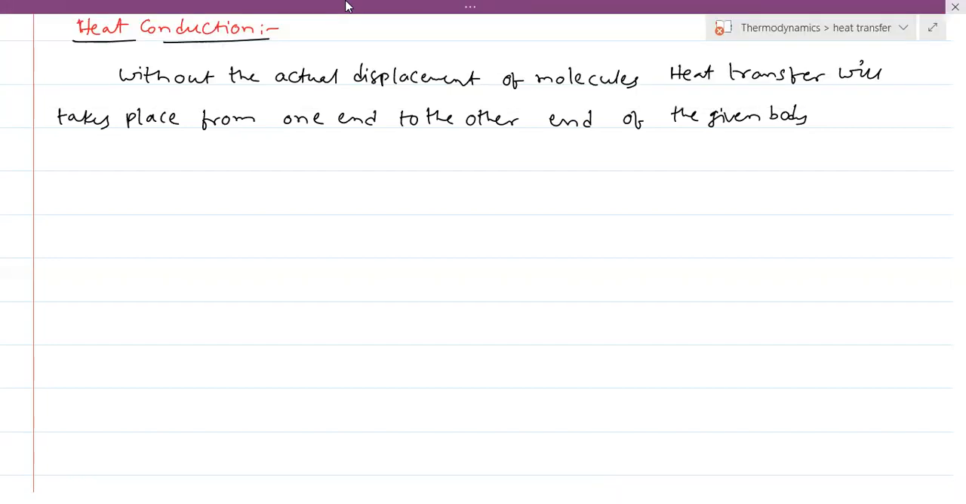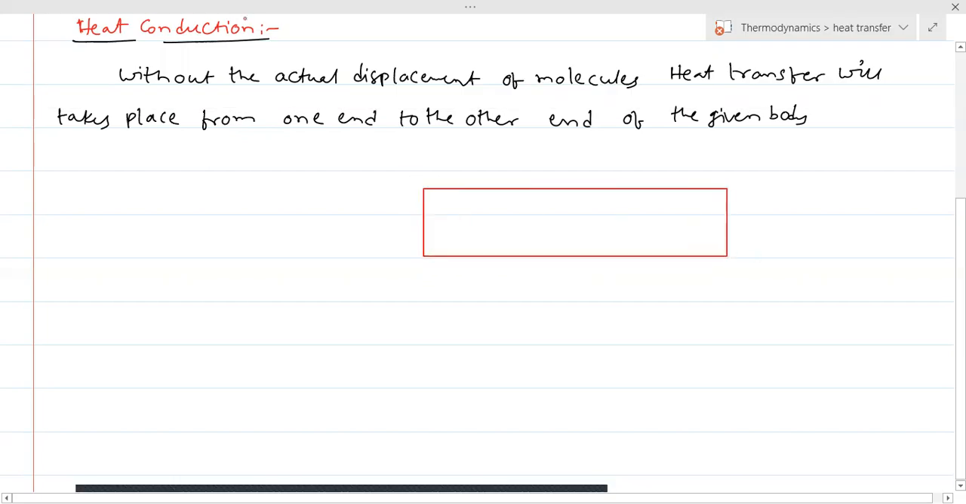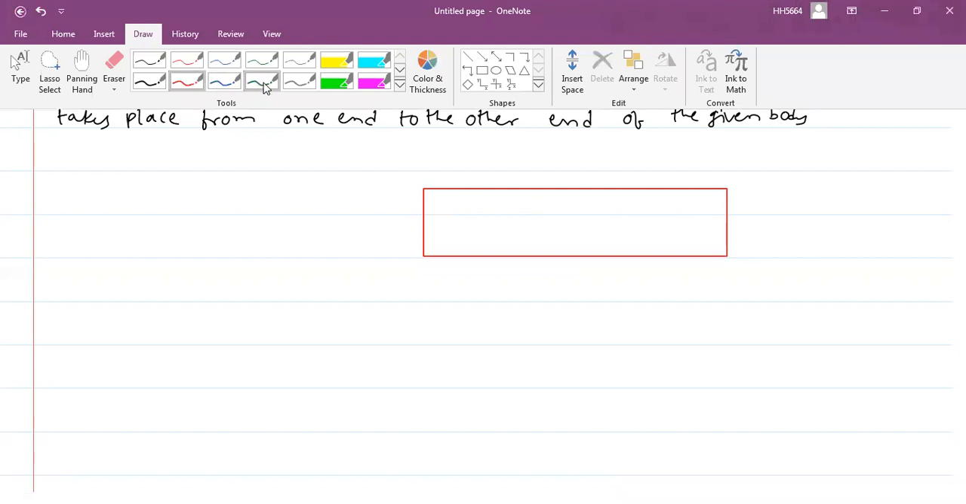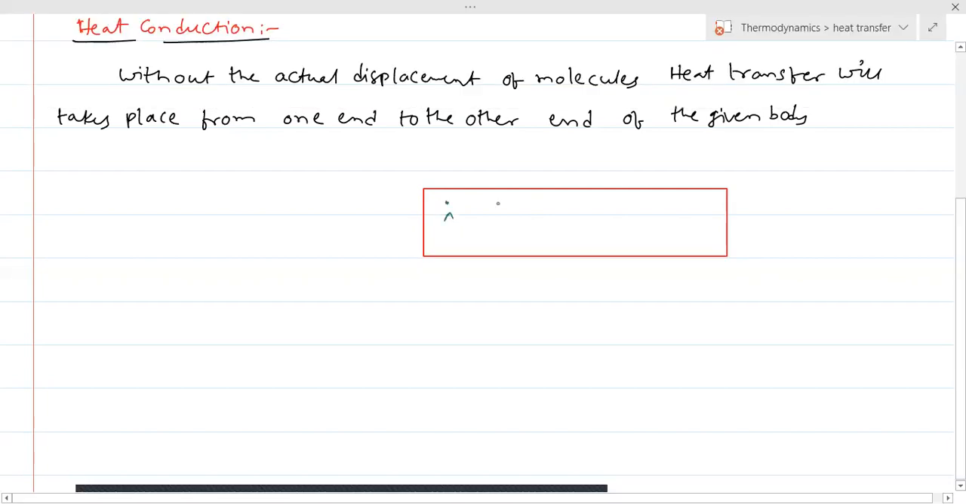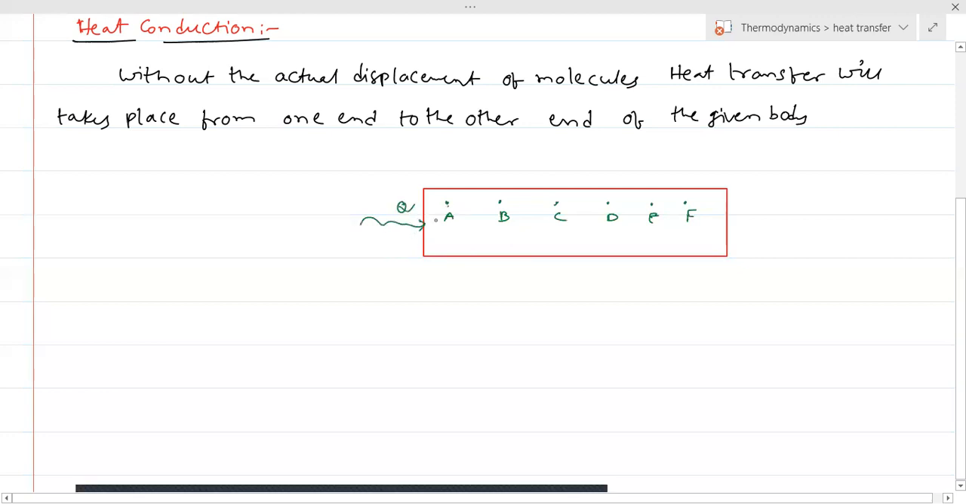To understand this heat conduction, we are thinking of a solid. Suppose this is a solid body, and we are taking a number of molecules here: A, B, C, D, E, and F. Whenever you provide heat energy to one end, after absorbing the heat energy, A oscillates, and after shifting the energy to the neighboring molecule B, the molecule comes back.